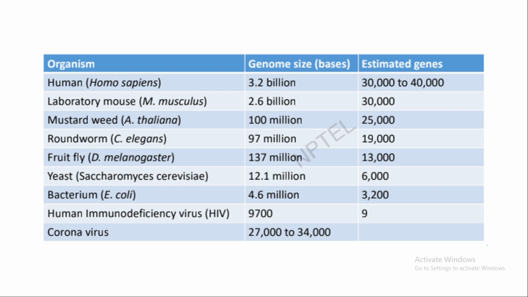Okay. And coronavirus, you have seen so many news, we all have survived through pandemics. This coronavirus has a genome size of 27,000 to 34,000 bases. So these are some common organisms that you would mostly come across in different kinds of lab studies. All these organisms have very different genome sizes and numbers of genes. So even if you don't memorize these numbers, you should have an approximate idea of how many genes are present and what the genome size is.